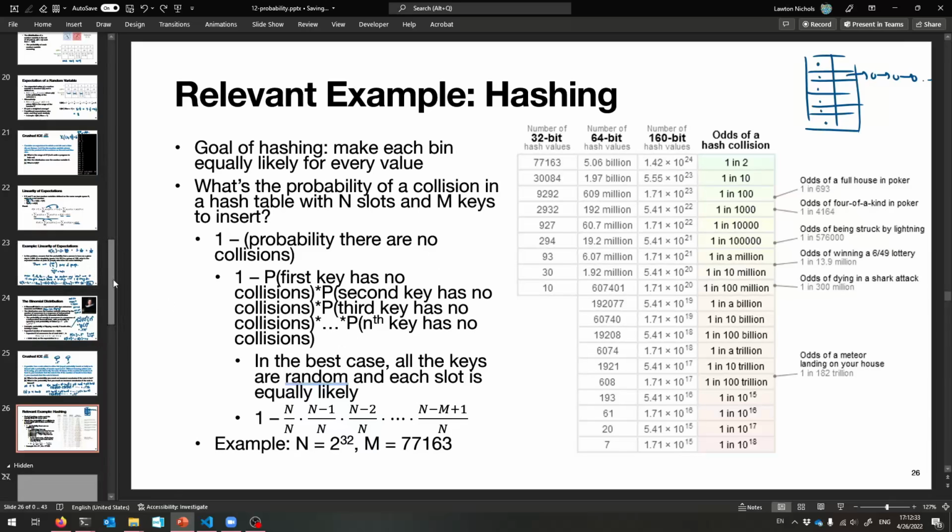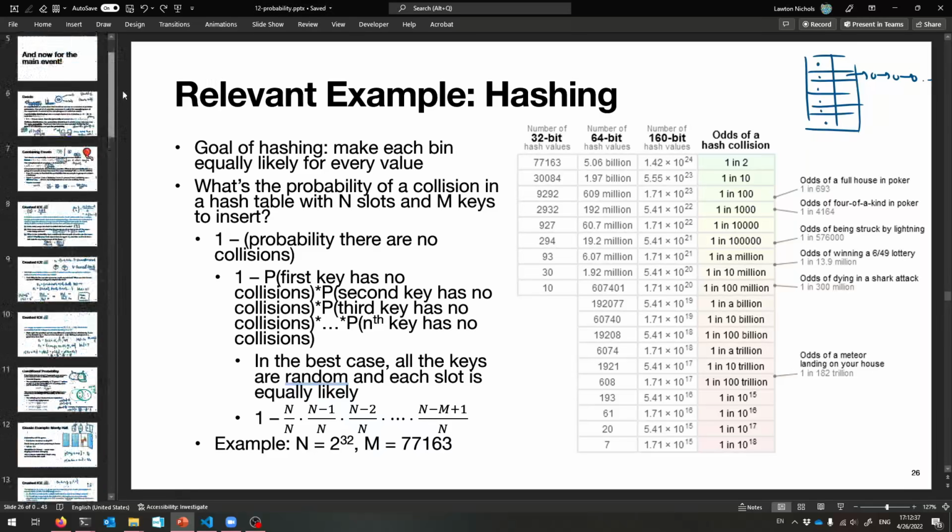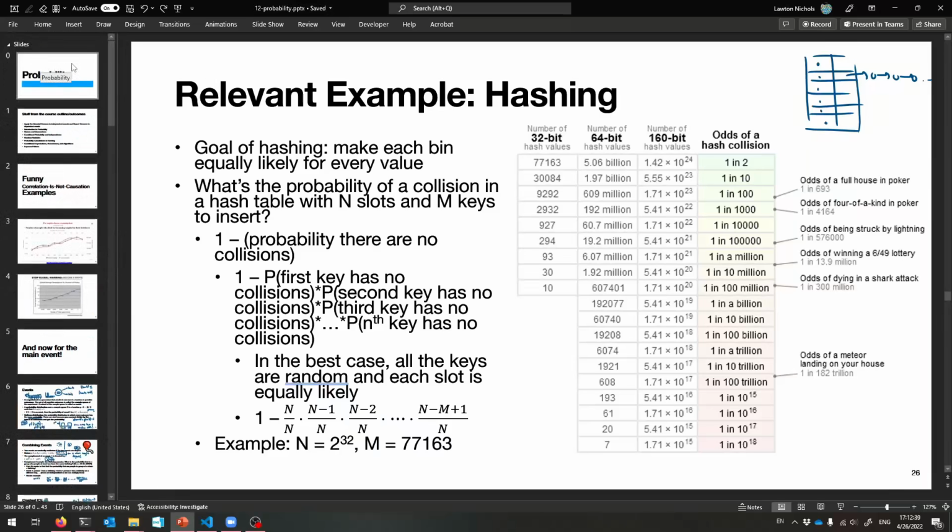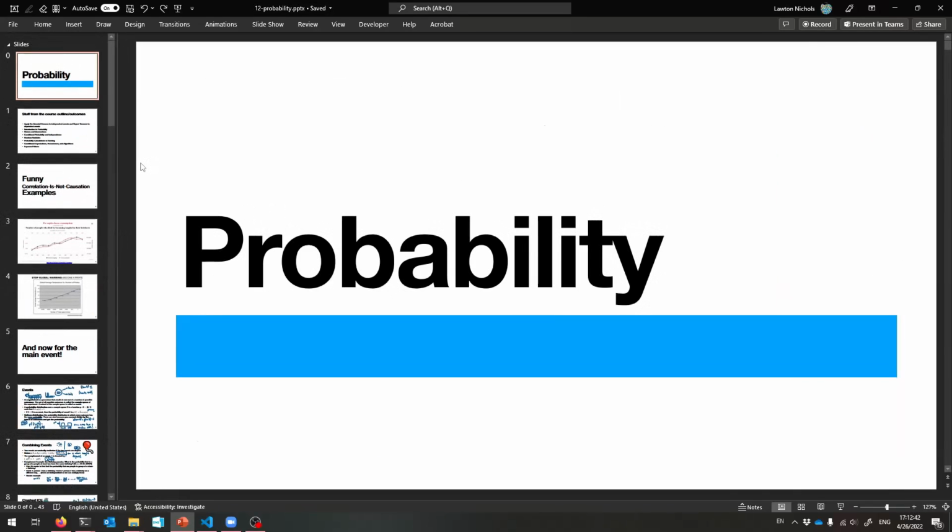So this is probability in a nutshell. Now we are all experts. Go off and do your homework assignment about it, and have fun. So I will see you in the next lecture.